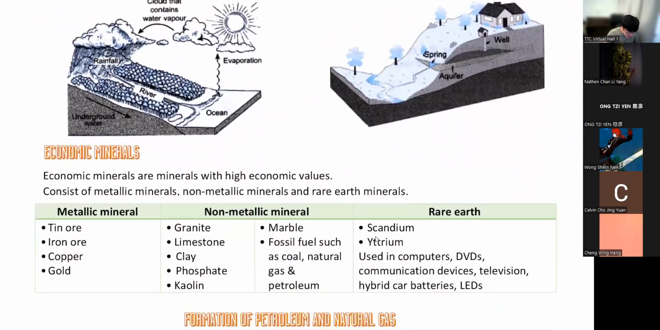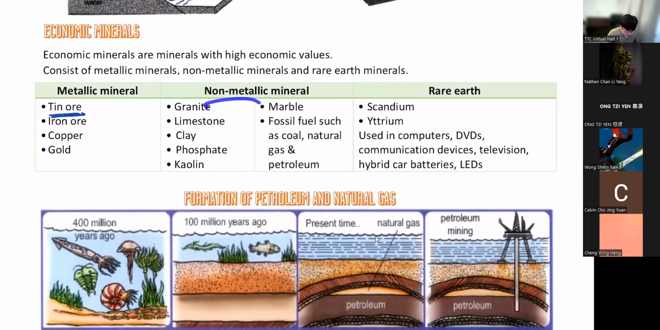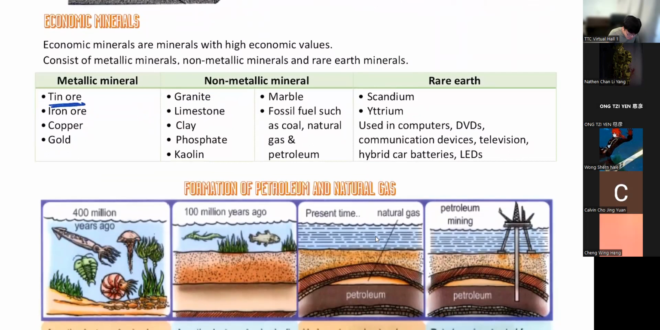But surface water will be more polluted than underground water. That's my point. Economic minerals, you will learn this in Form 3. All these you can earn money from. You have tin ore. The British came here for this, biji timah. So for non-metallic, I want you to focus on this.